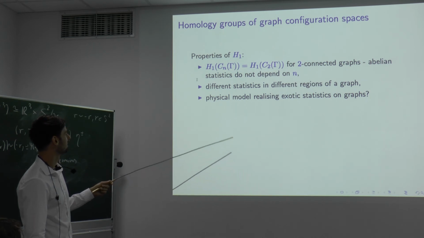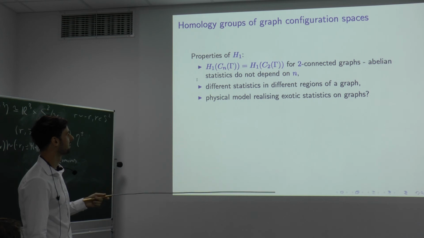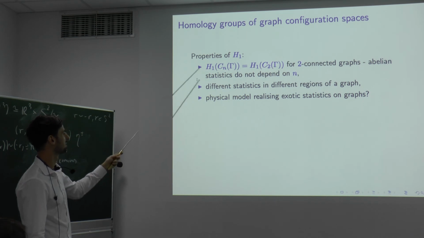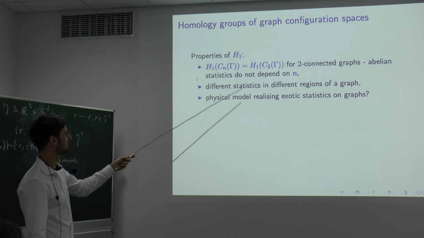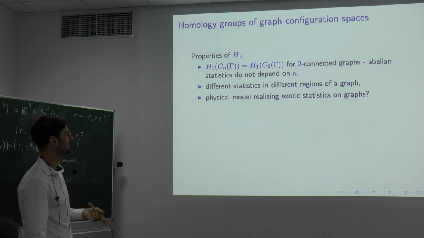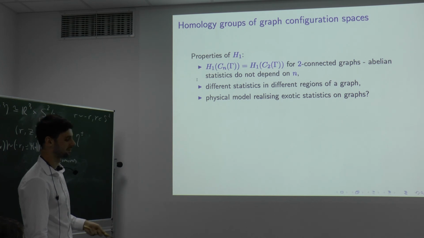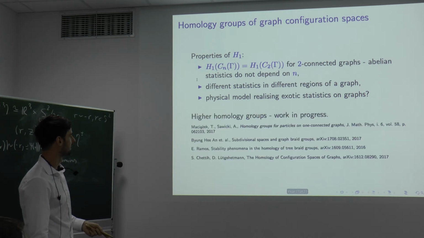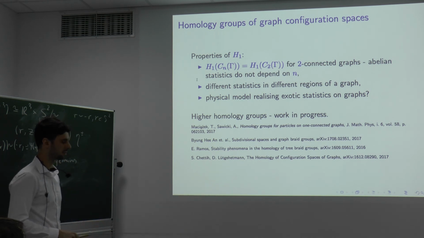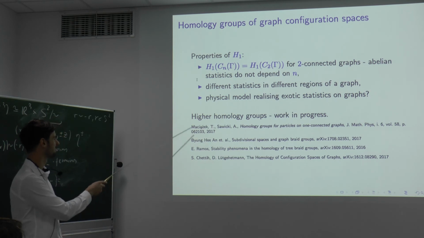And what we do now, we want to look at those higher dimensional vector bundles. The properties of this first homology group were nice actually, because the abelian statistics didn't depend on n, on the number of particles. There were different statistics possible in different regions of a graph, but we are lacking a physical model to realize those statistics on graphs. Now we are trying to see whether there are any higher dimensional non-abelian statistics possible on graphs.